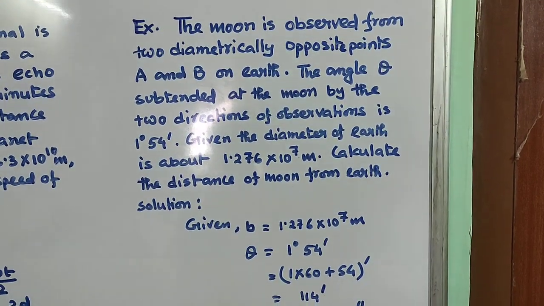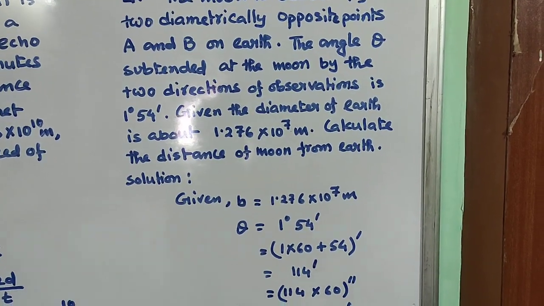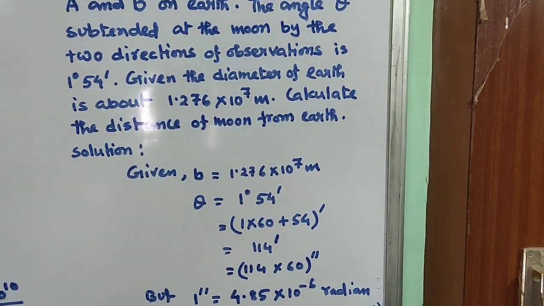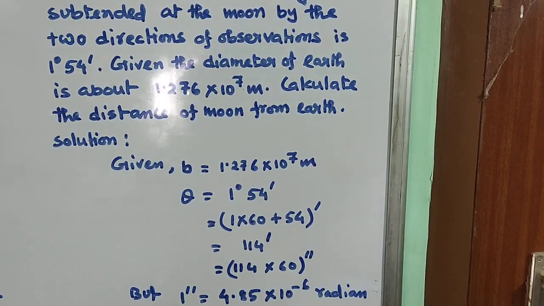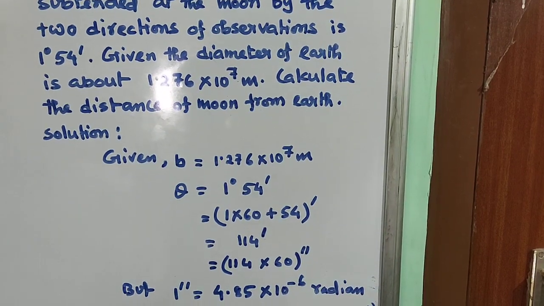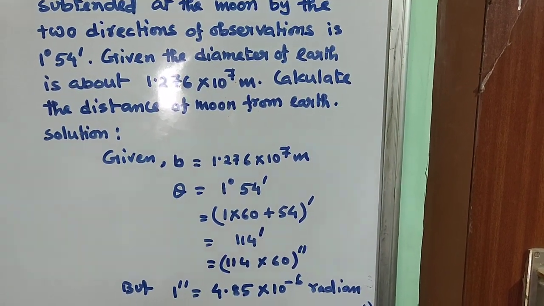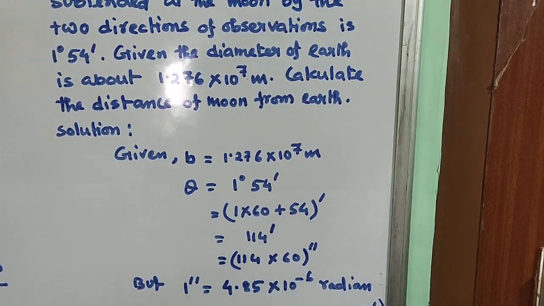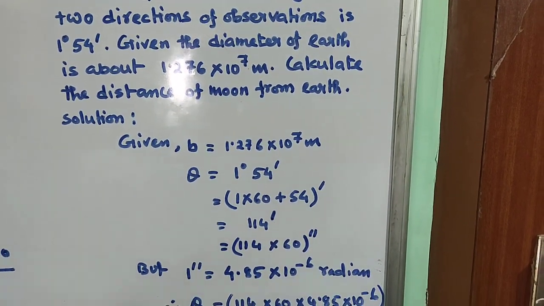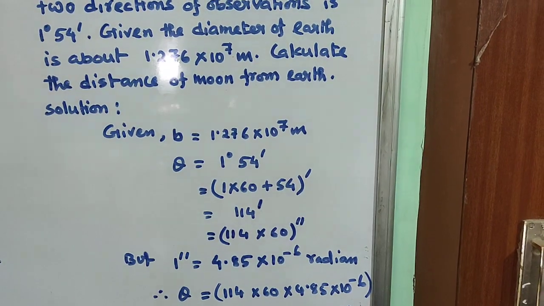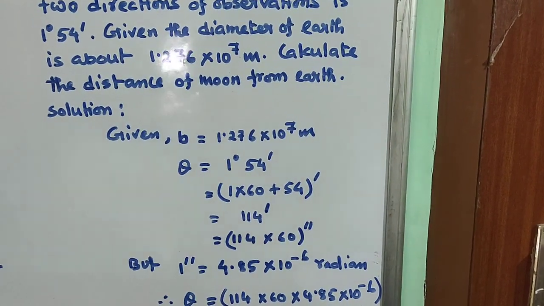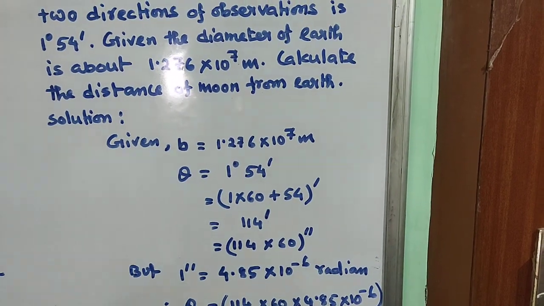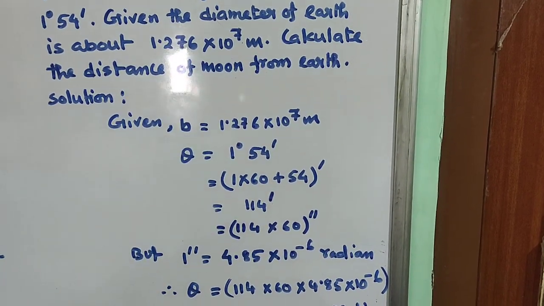And theta, that is the parallactic angle, is given as 1 degree 54 minute. If you have to convert degree into minute, you have to multiply by 60. So 1 degree gives 1 into 60 equals 60 minute. With 60 minute we have to add 54 minutes, so ultimately we get 114 minute. Now from 114 minute you have to convert it into second, that is, multiply with 60. So 114 into 60 gives you theta in terms of second.